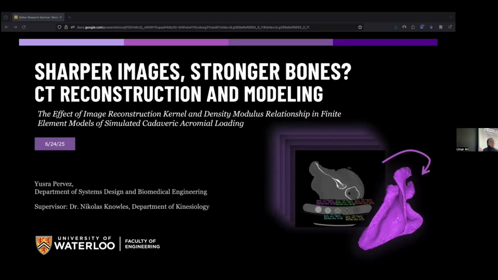My name is Yusra, as you guys know. I'm a third year biomedical engineering student here at UW. I'm just going to be talking about CT reconstruction and modeling, but the formal title of my presentation is The Effect of Image Reconstruction Kernels and Density Modulus Relationships in Finite Element Models, or FEMs, for cadaveric acromial loading.